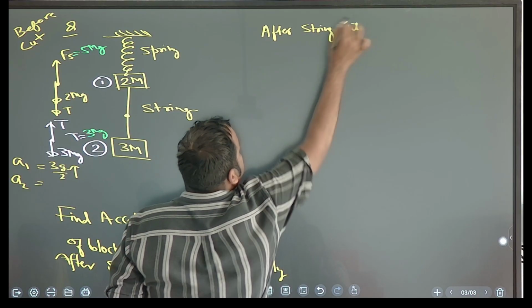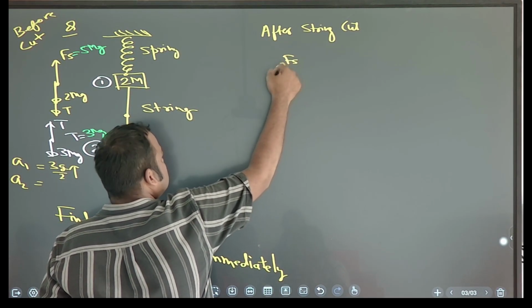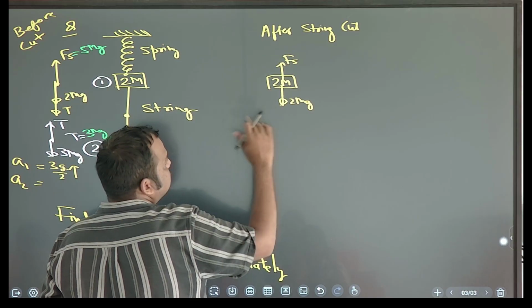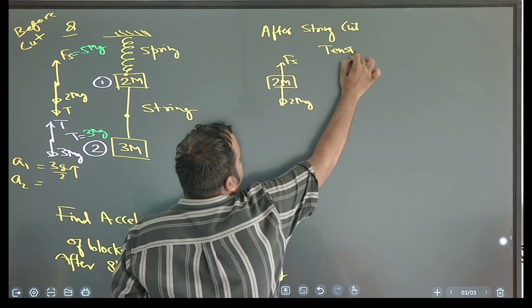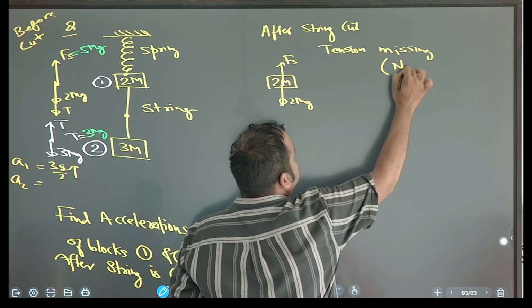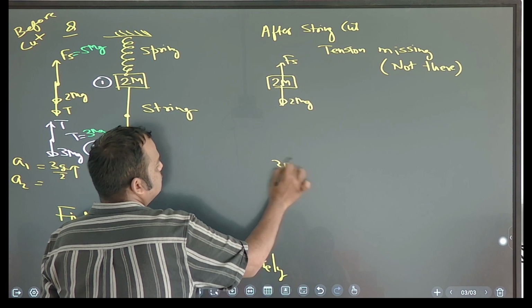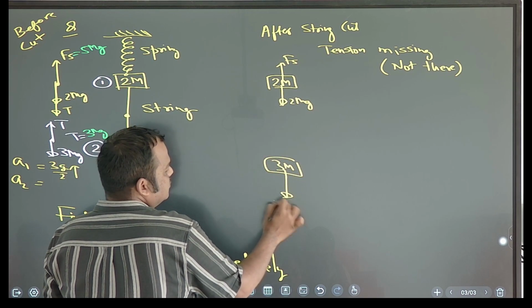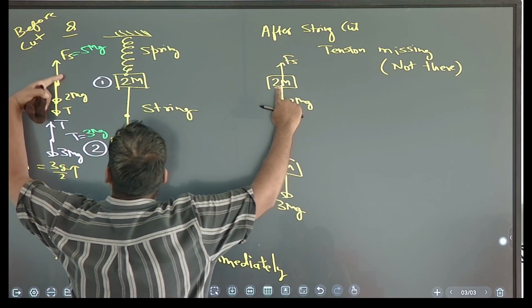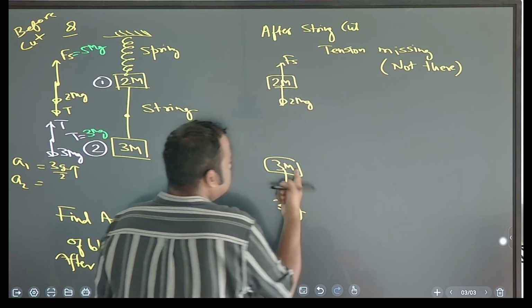Now after string cut, so 2m, so Fs there, 2 mg there, but tension not there. Tension missing, not there. So for 3m, tension not there. So only this 3 mg. For 2m, Fs and 2 mg. Tension not there. So for 3m, what you write?